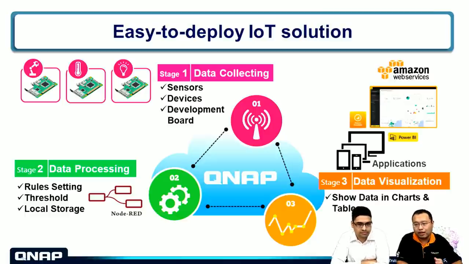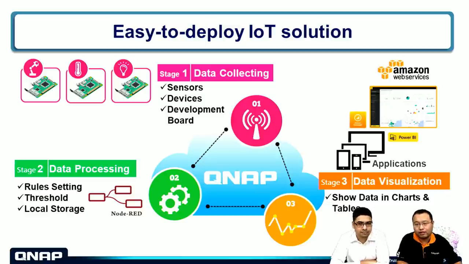To set it up and get started is very easy. You just go to the QNAP QTS desktop, go to the App Center, and search for Container Station. You need to install two packages. The first one is Container Station, and the second one is QIoT Suite Lite. After that, you just follow three different stages to set up your IoT environment.